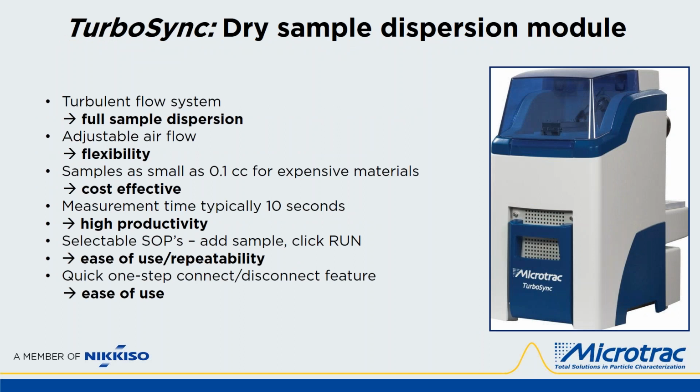Here's the TurboSync dry module. It features a turbulent flow system for full sample dispersion. Adjustable airflow provides flexibility for free-flowing to tightly agglomerated samples. It handles samples as small as 0.1 cc for expensive materials for cost effectiveness. Measurement time is typically 10 seconds for high productivity. Selectable SOPs for ease of use and repeatability, and the quick one-step connect-disconnect feature for ease of use.